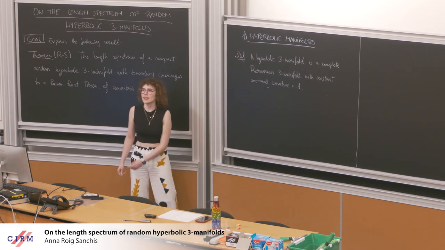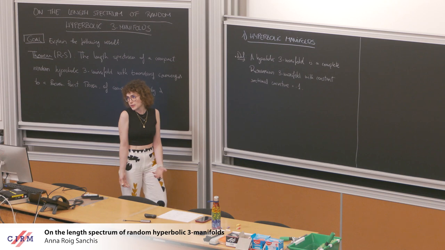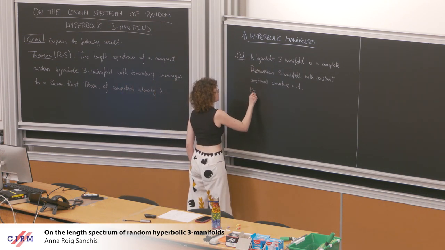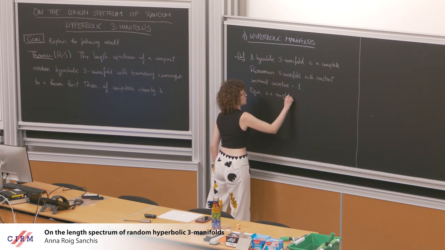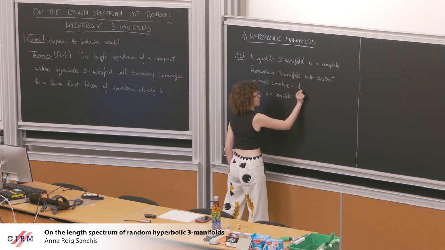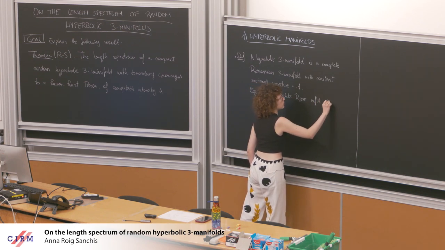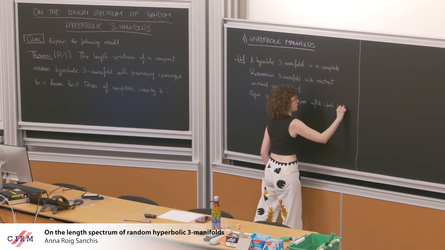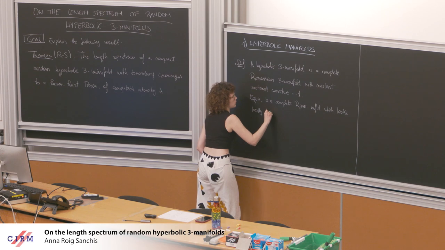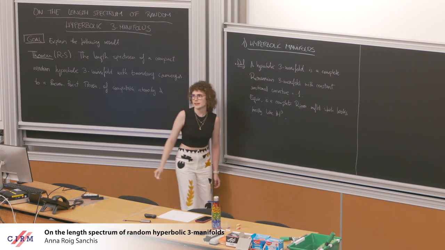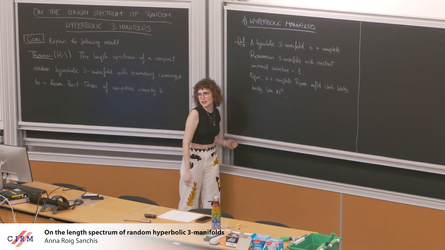So equivalently, we can think of the hyperbolic three manifolds as something that locally looks like the hyperbolic three space. So equivalently, it is a complete Riemannian manifold which looks locally like H3. So now the question becomes, what does H3 look like?